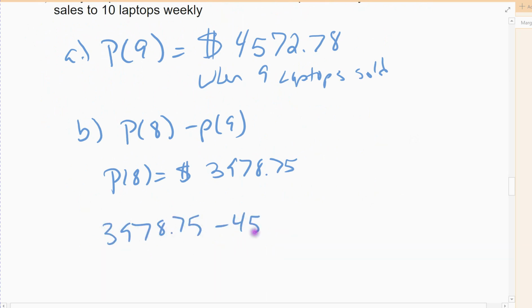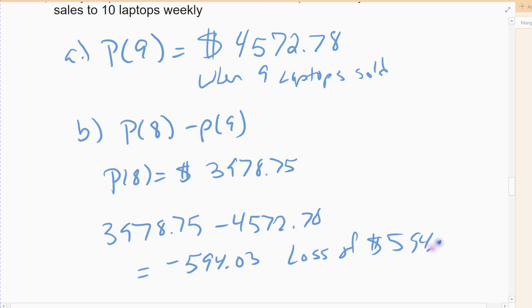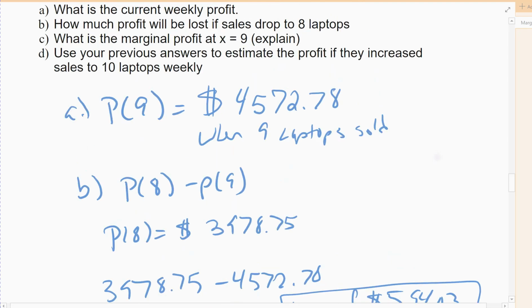3978.75 minus 4572.78, meaning it comes out negative 594.03. So they have a loss of $594.03. All right, profit went down by almost $600. So A and B, no calculus yet. That is just algebra. C is the first calculus question.